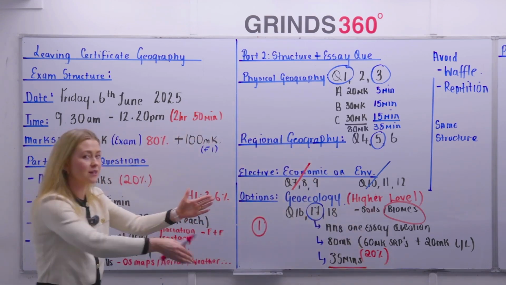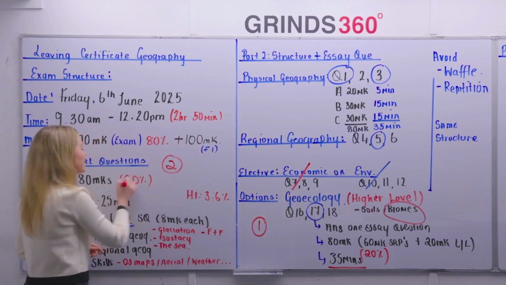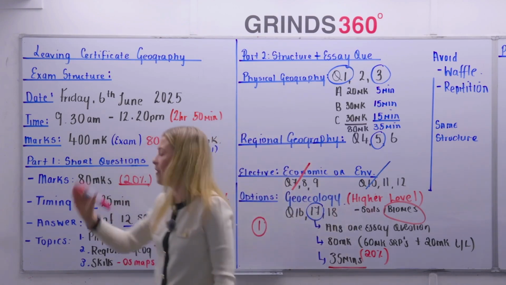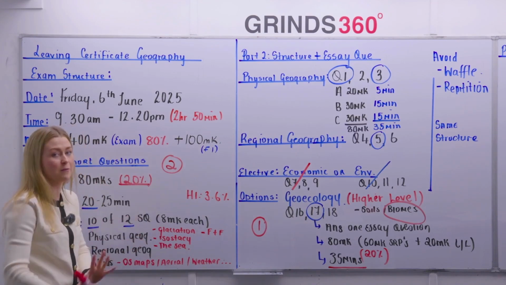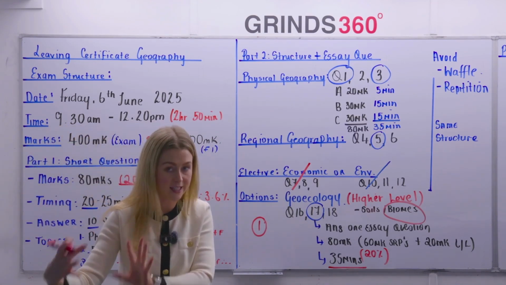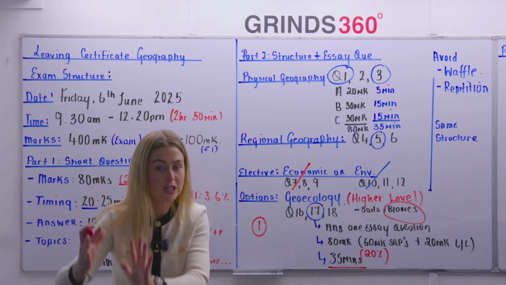Once I've got my geoecology essay written, I am jumping straight over to my short questions number 2. That is the second 20% of my Leaving Cert exam. That means that in the first 55 minutes of my exam, I have 40% of my paper done. I've still 6 essays to write. I've still 3 part A's to do, but I've 40% done.